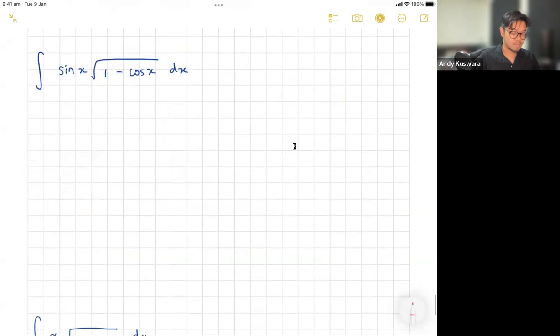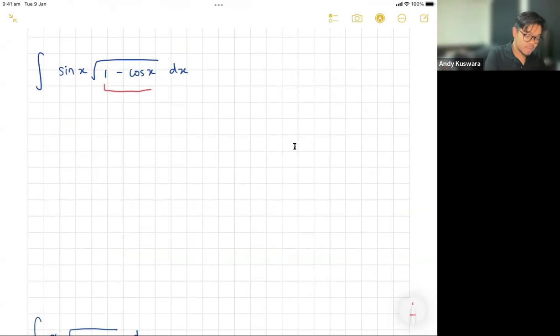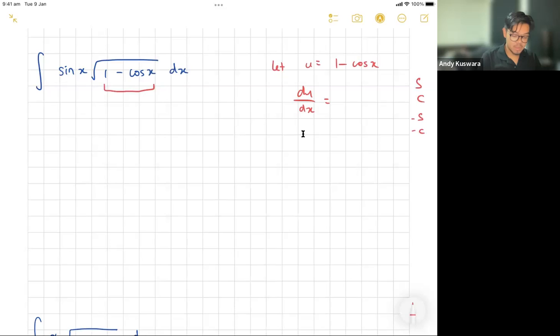Okay, let's try another one. Again, that there is going to be my clue. So I'm going to say let u equal 1 minus cos x. Now if I go du dx, my differentiation of negative cos is negative sine. I'm pretty sure. Yeah, the differentiation of negative cos is positive sine. So in this case, it's just going to be sine x.